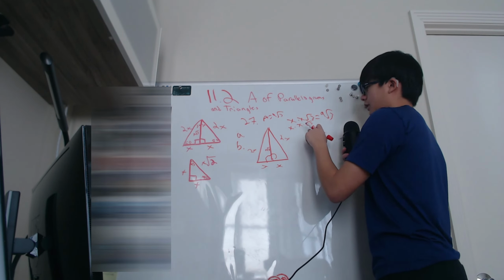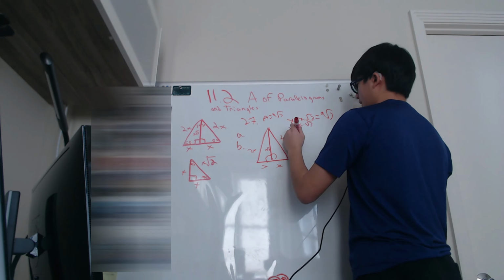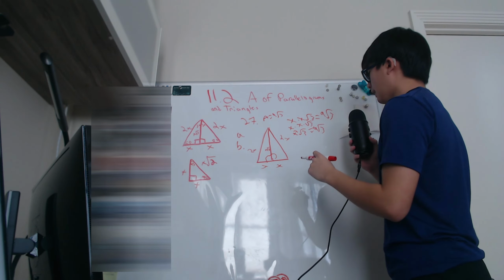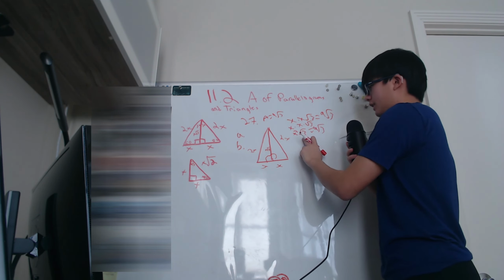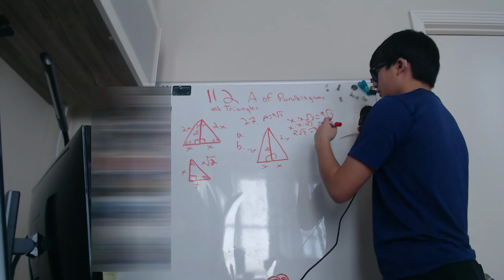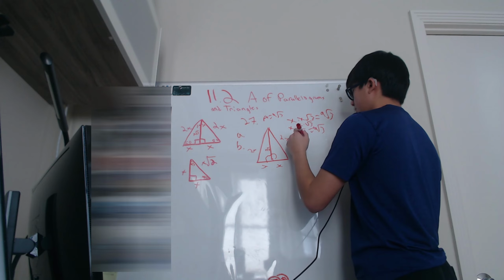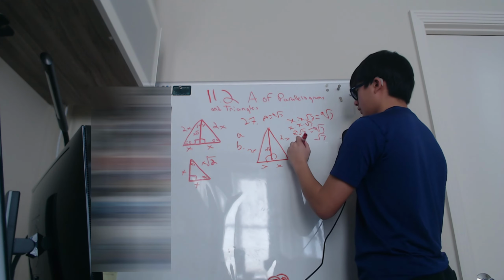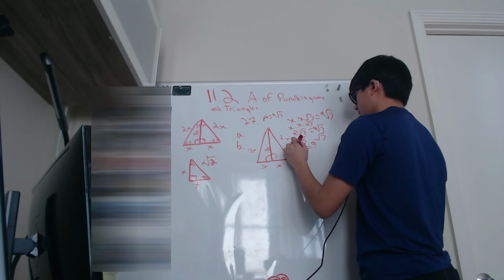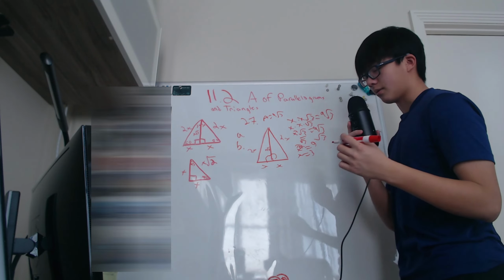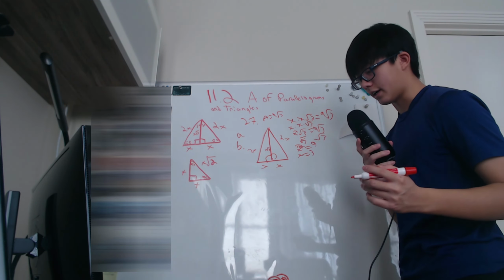X times x root 3. This is x squared root 3 is equal to 9 root 3. And I can just take out both of these root 3's because they're on both sides of the equation. So I divide both sides by root 3. And because this is 1, x squared is equal to 9. And this means x is equal to 3. Okay, so we've just solved for x.